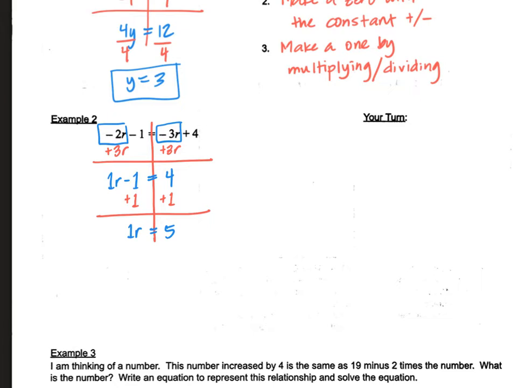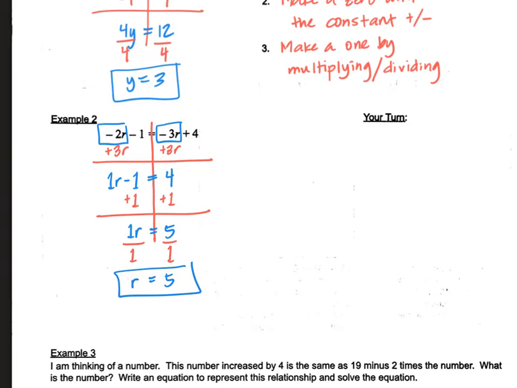And this last step here isn't really necessary, but I'll show it to you anyway. 1r is the same as r, because you've got to think 1 times r. The 1 doesn't really do anything, doesn't change the r. But if you just wanted to be sure, it's 1 times r, so divide by 1, and dividing by 1 doesn't change it, so r is 5.